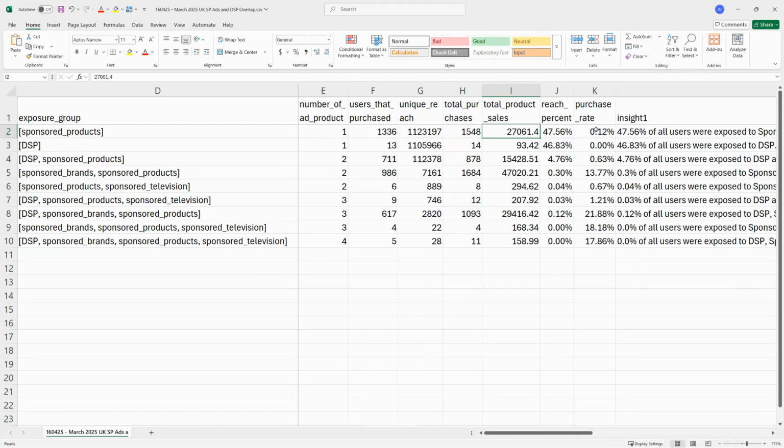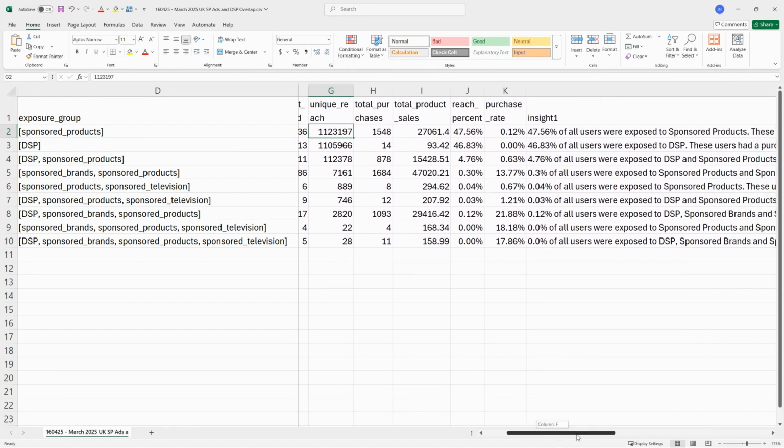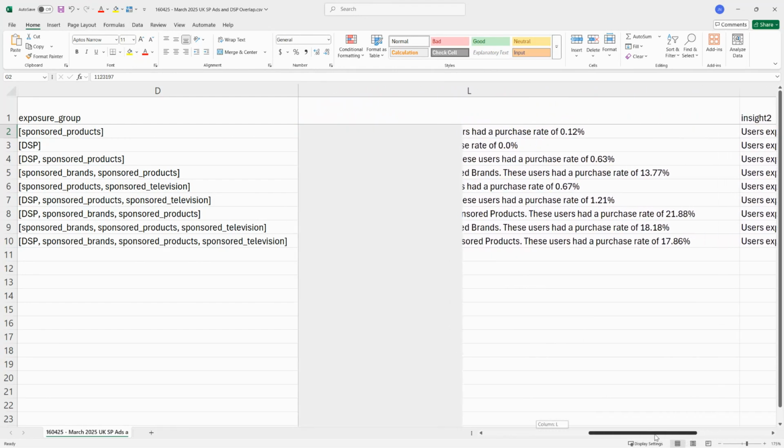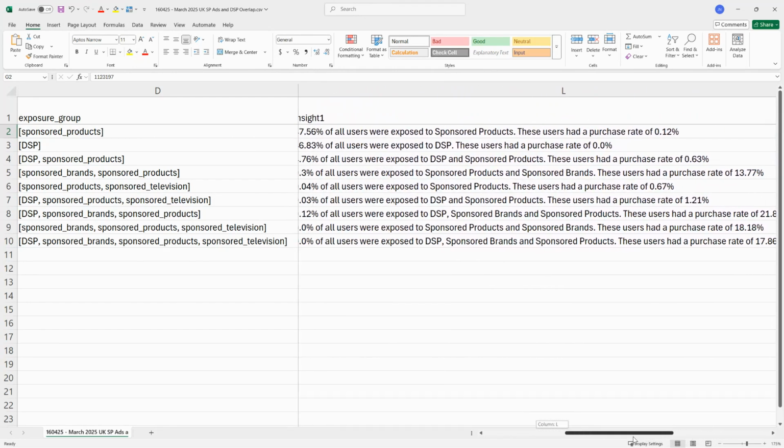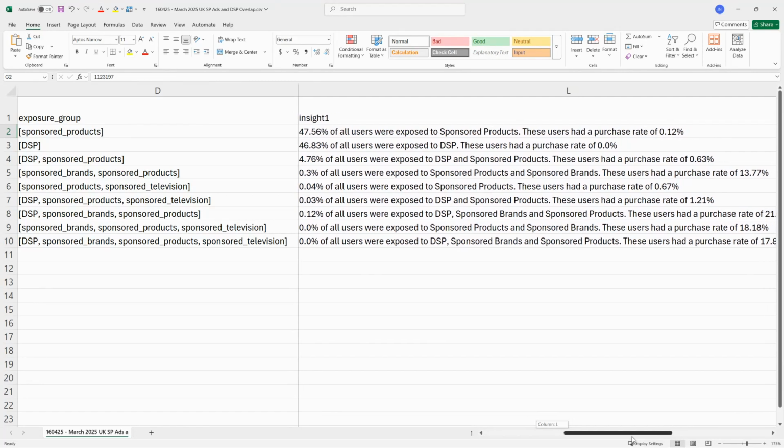Purchase rate is not conversion rate. So don't make the mistake of thinking it's conversion rate. It's not clicks and purchases as a conversion rate; it's how many people actually saw your ads, viewable impressions, versus how many of them bought. And then on the far right, you have insight 1 and insight 2, and every insight gives you a little bit of a summary of what kind of conclusion you should draw from each row.